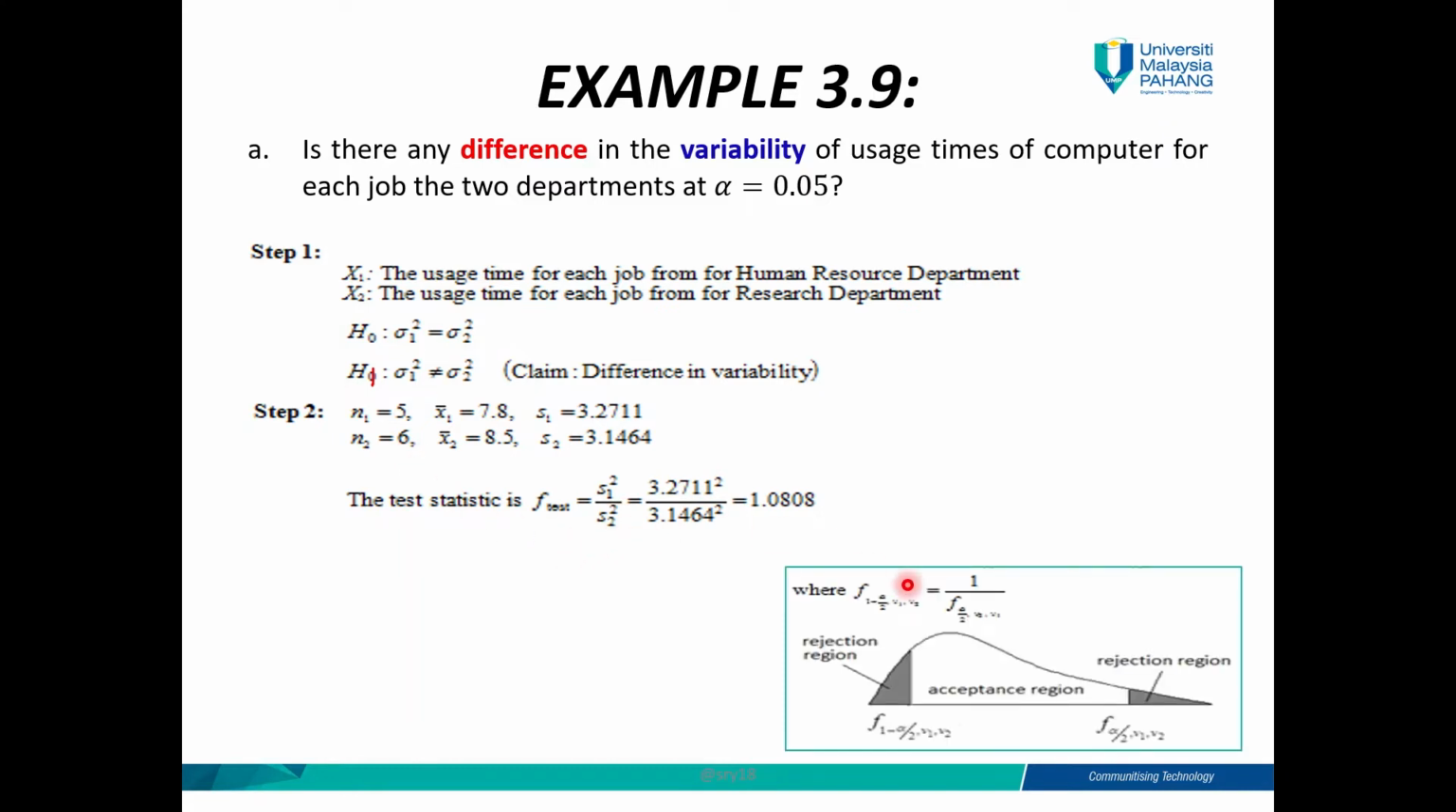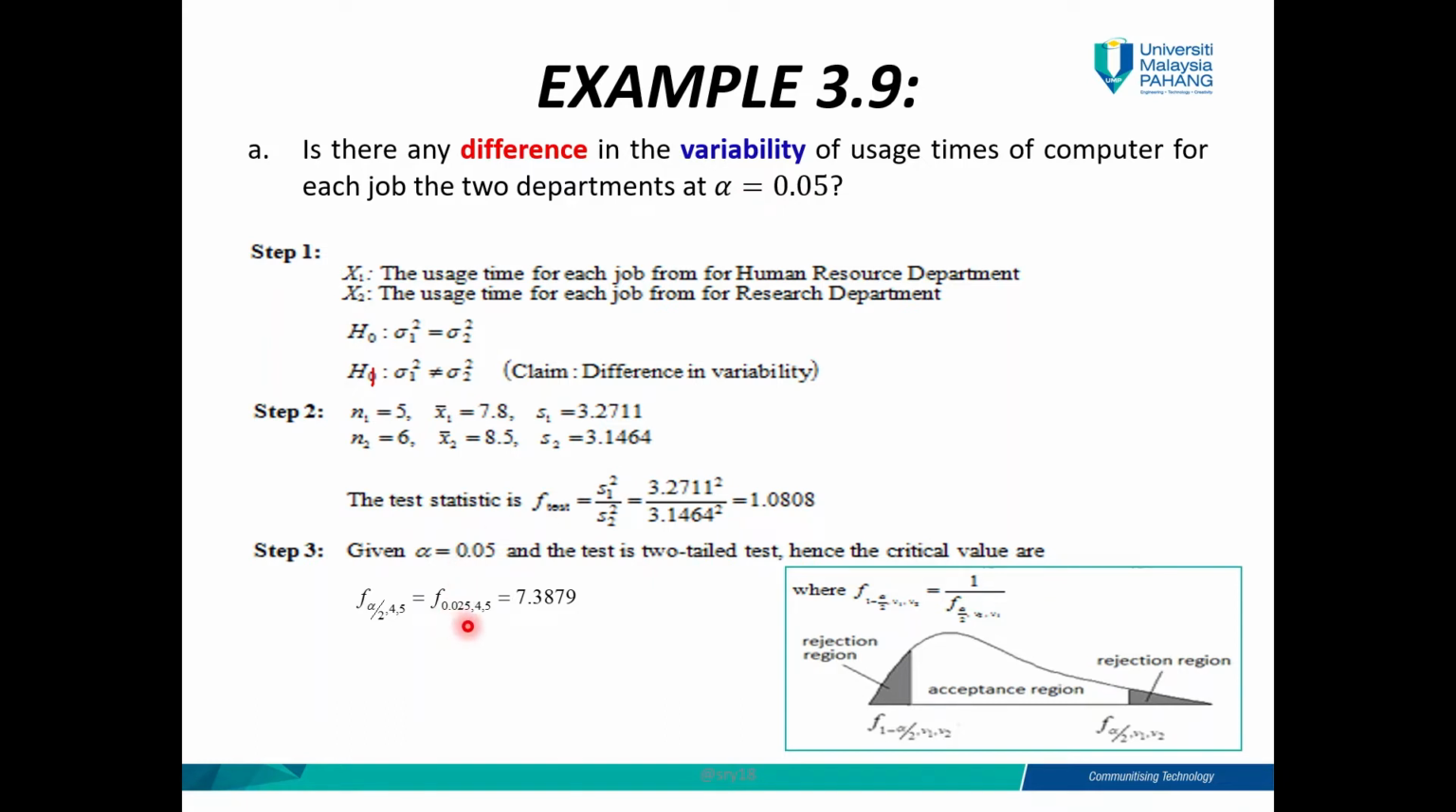Step number 3, we need to establish the rejection region. So this is a two-tailed test, right? Let's recall the formula for the left tail and the right tail. Let's go to the right hand side first. It is F alpha divided by 2, nu 1, nu 2, where nu is n minus 1. For the right hand side, alpha is 0.05, divided by 2, it will be 0.025.